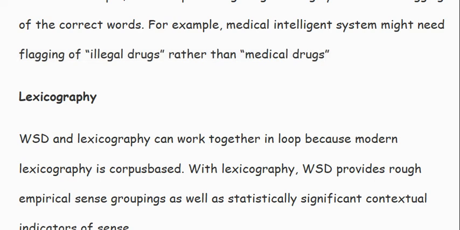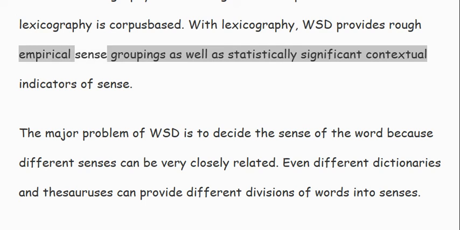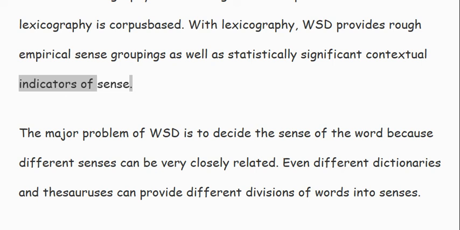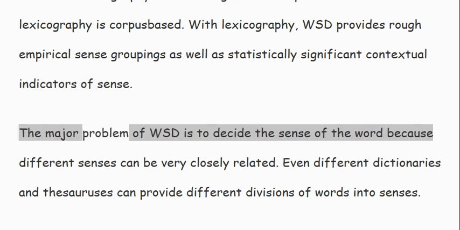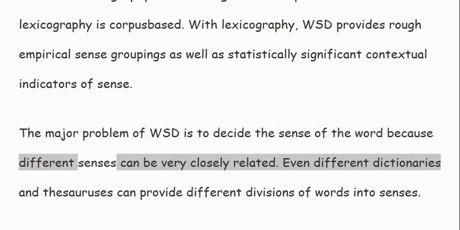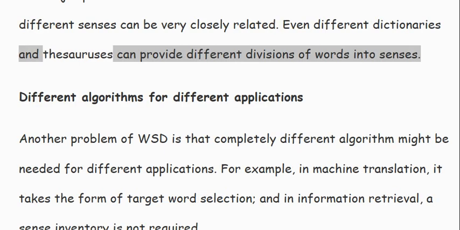Lexicography. WSD and lexicography can work together in a loop because modern lexicography is corpus-based. With lexicography, WSD provides rough empirical sense groupings as well as statistically significant contextual indicators of sense. The major problem of WSD is to decide the sense of the word because different senses can be very closely related. Even different dictionaries and thesauruses can provide different divisions of words into senses.